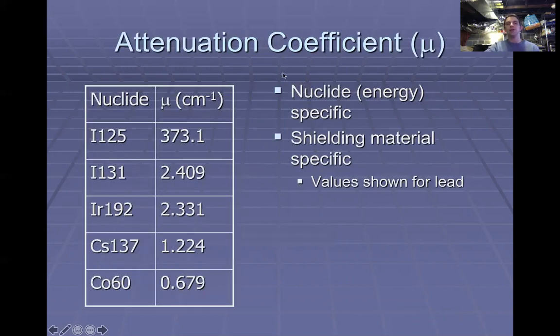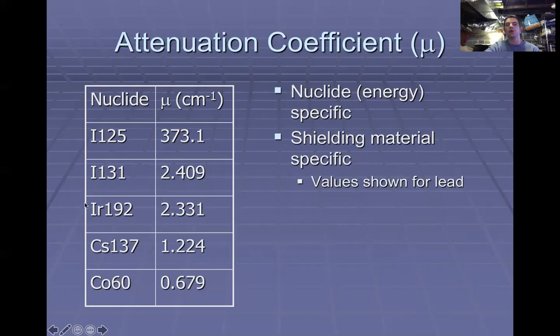So you'll see that attenuation coefficients are specific to isotope and to material. That's because the amount of attenuation is dependent, again, on the energy of the radiation and the material that is doing the attenuating. So that's why there's going to be lots and lots of values that you have to look up if you're going to be designing, say, a vault that is used for iridium-192.